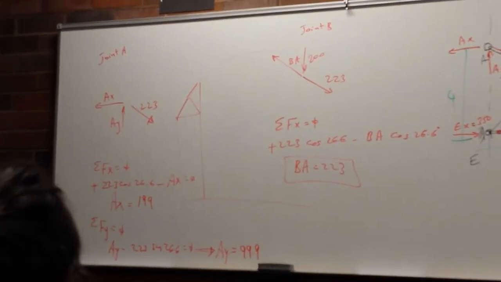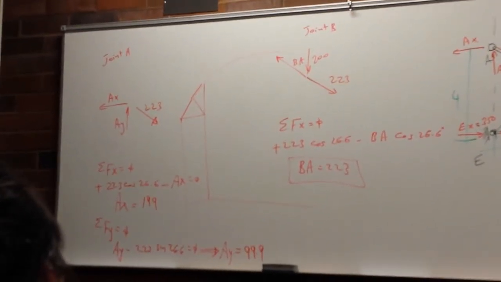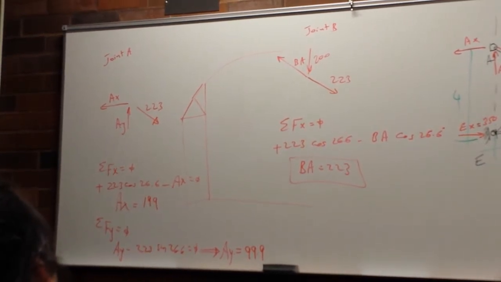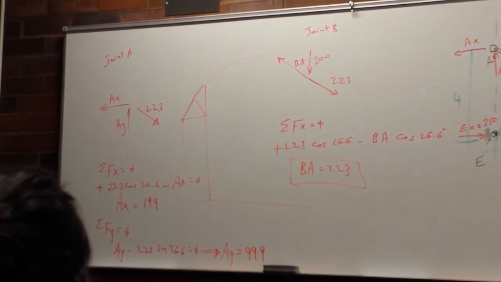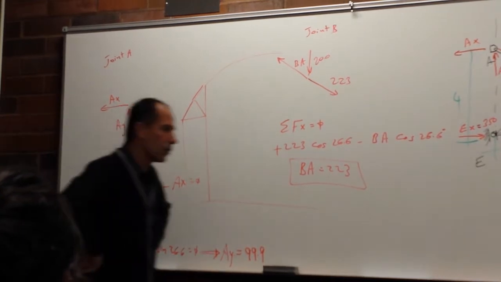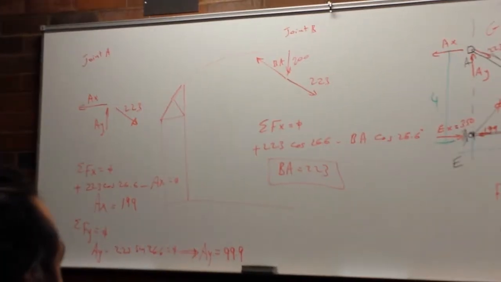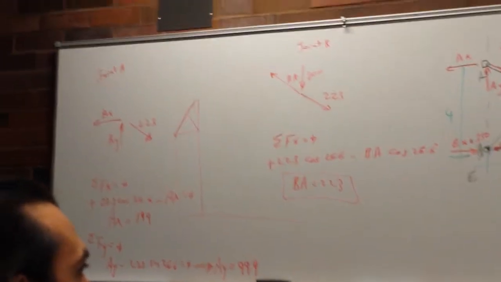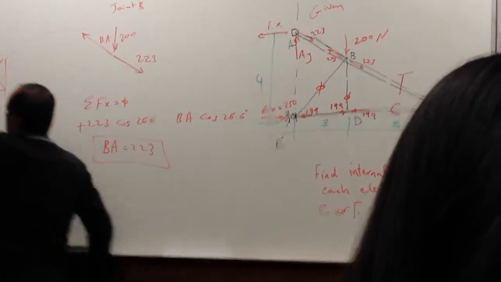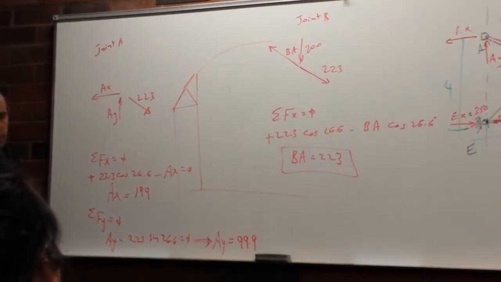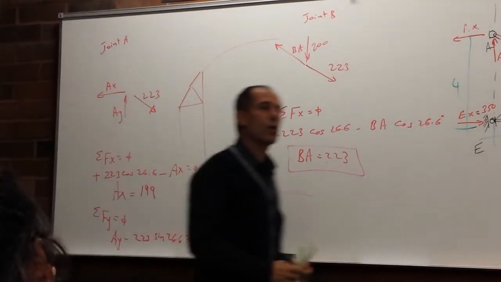Something, we are missing something in here. Wouldn't it be that plus 200? You are looking at joint A. I'm looking at B. Oh, you're looking at B, okay, never mind. Joint A, here, says joint A. Okay, good. Never mind.